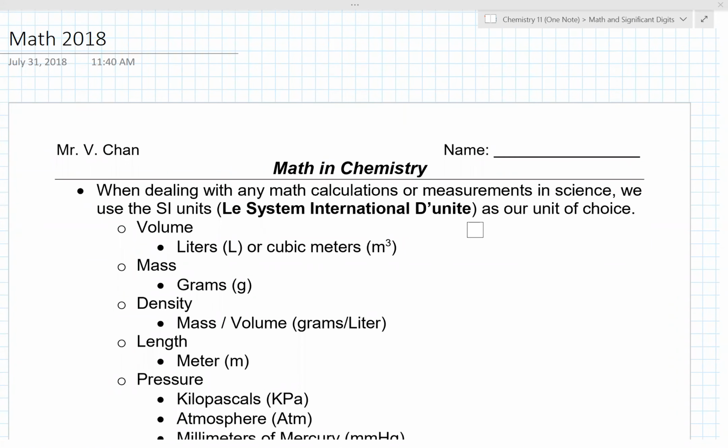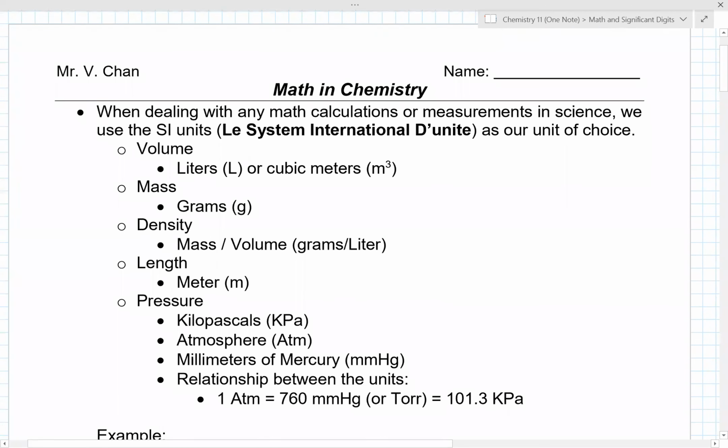Hello, Chemistry 11. Today's lesson, we're going to be talking about math and the math that we use in chemistry. Now, in science, when dealing with any math calculations or measurements, we use the SI units, which you've been exposed to probably back in grade 8 or grade 9 as our unit of choice.